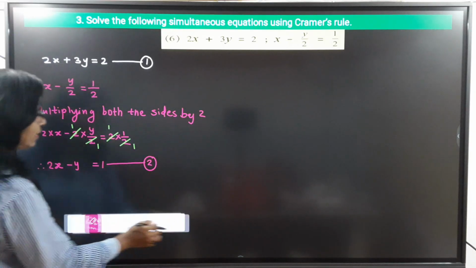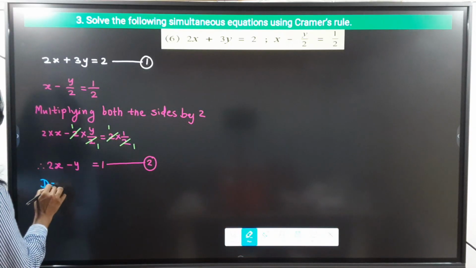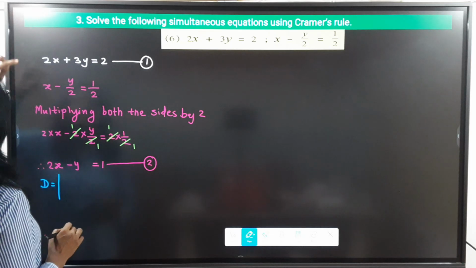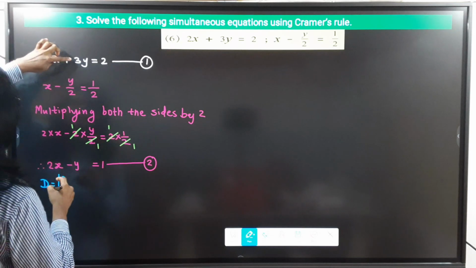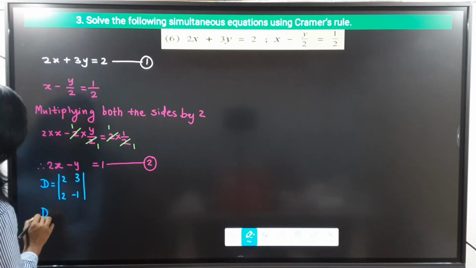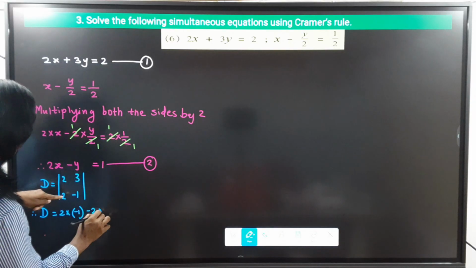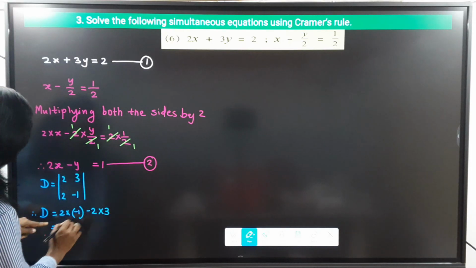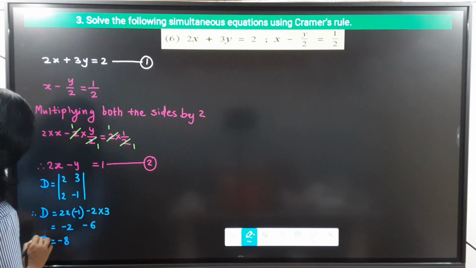Now the next step, students, is the arrangement of D. Coefficient of x in the first row is 2, 2. Coefficient of y is 3, minus 1. So D is equal to 2 multiply minus 1 minus 2 multiply 3. Therefore minus 2 minus 6, therefore D is equal to minus 8.